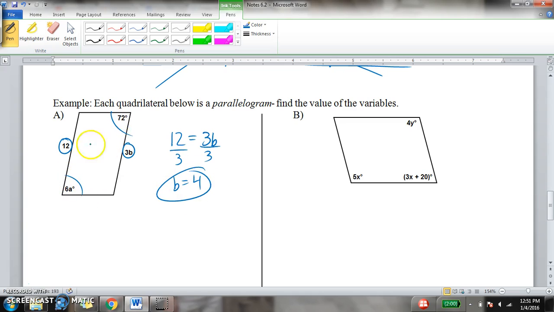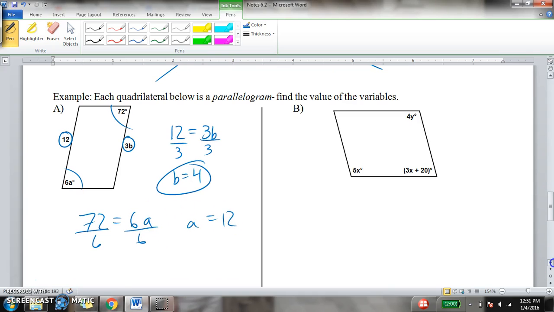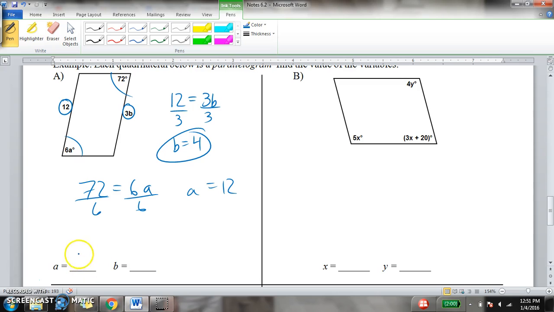Same thing here, opposite angles are congruent. So 72 equals 6a, divide by 6, a equals 12. So a is 12, b is 4.